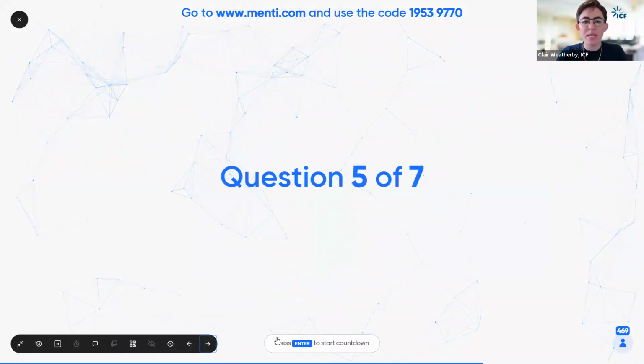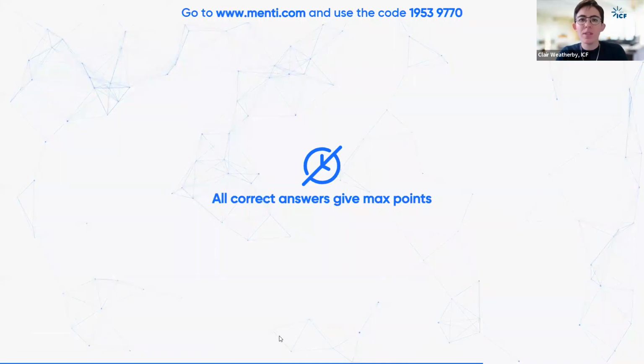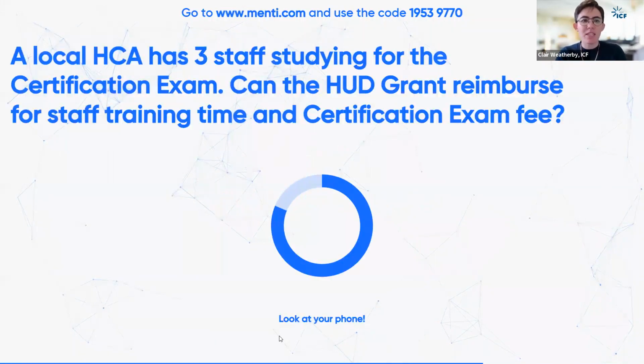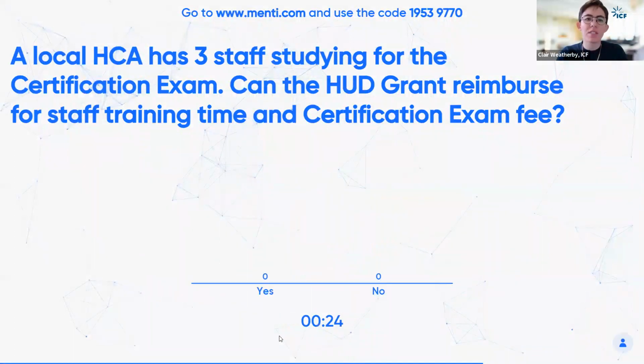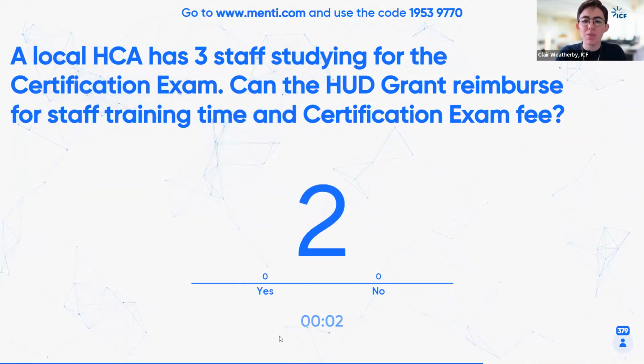And we can jump right in. So again, you'll have about 25 seconds for this. A local housing counseling agency has 3 staff studying for the certification exam. Can the HUD grant reimburse for staff training time and certification exam fees? I know a lot of you are probably onboarding new counselors, or folks are training up and getting ready for that exam. So can you use your grant for staff training time and the exam fee?